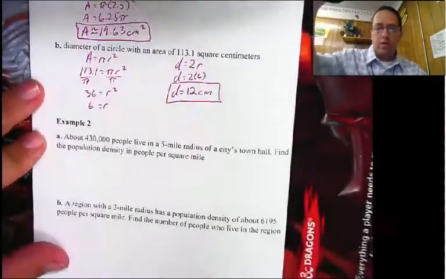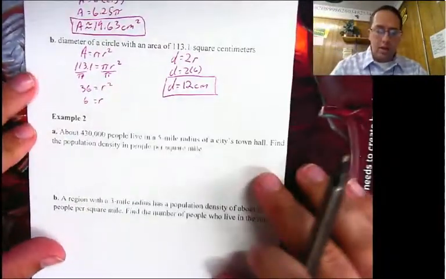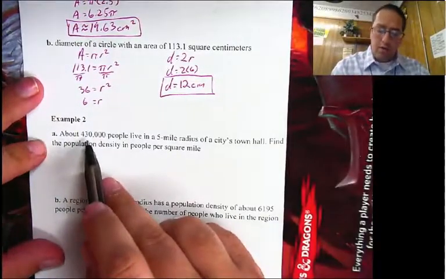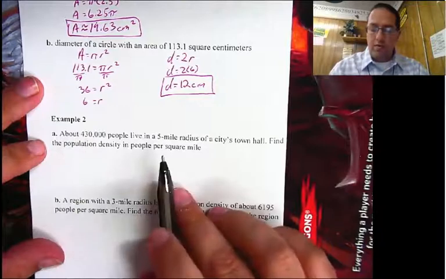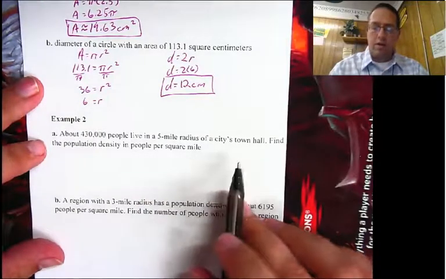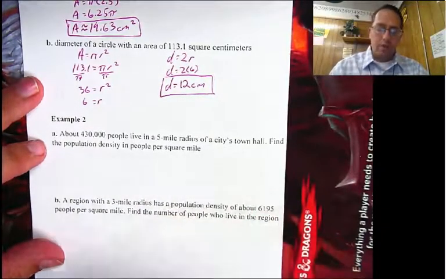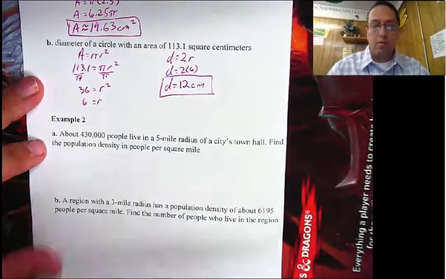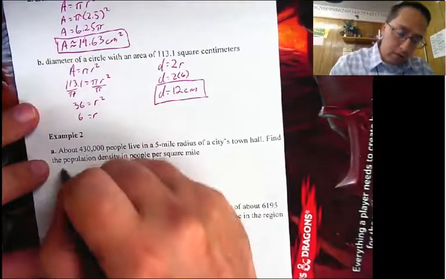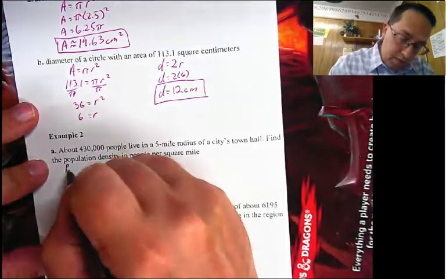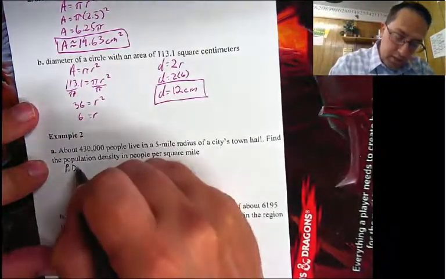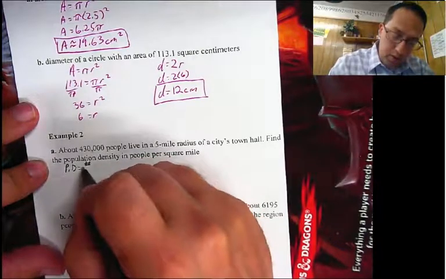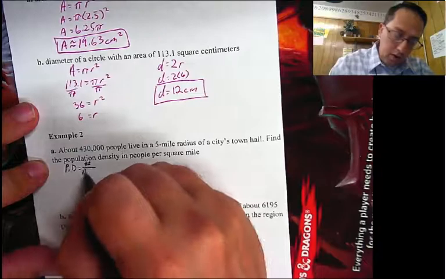So let's take a look at this. Example 2. Again, we have an A and a B. So approximately 430,000 people live in a 5-mile radius of a city's town hall. We want to find the population density in people per square mile. So, first our equation. I'm going to abbreviate. Population density equals number of people over area.